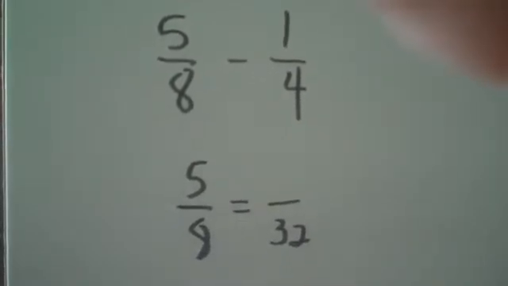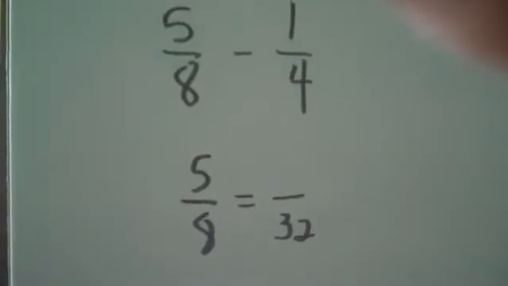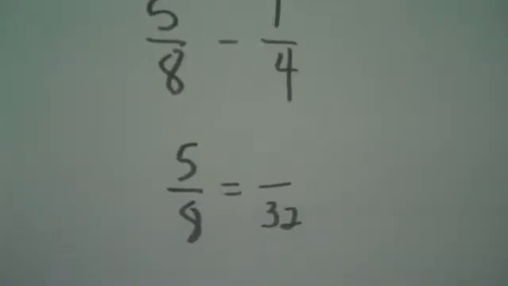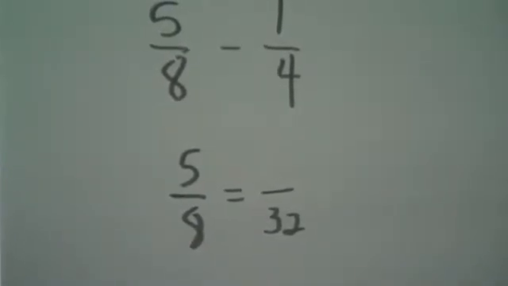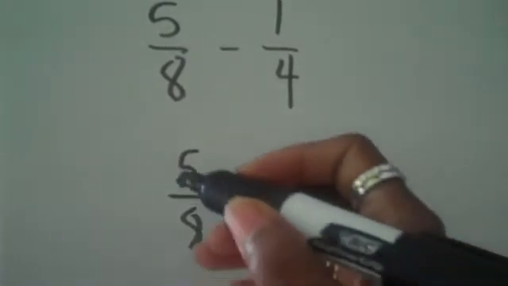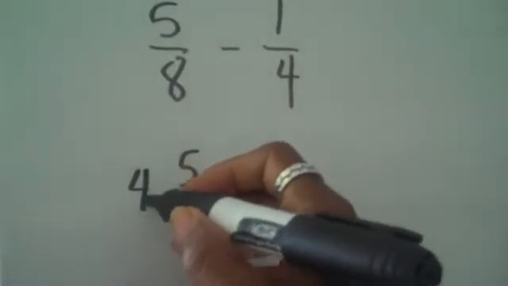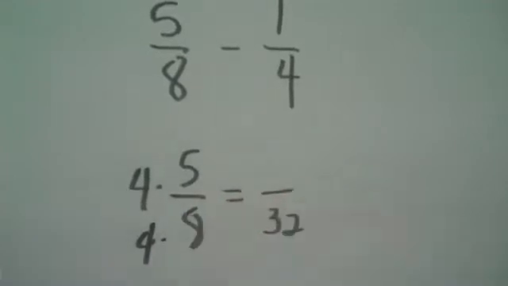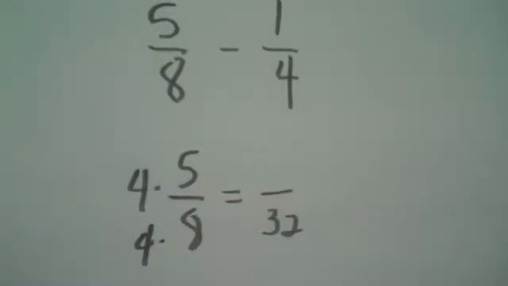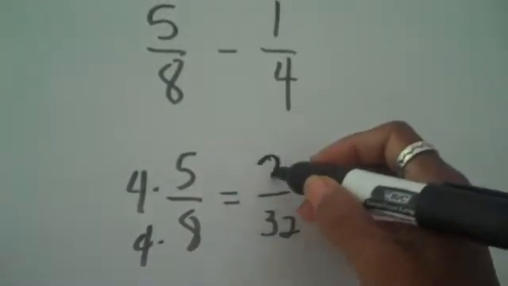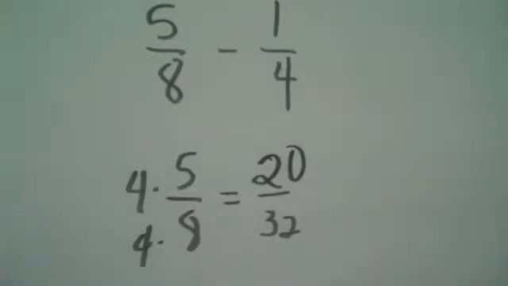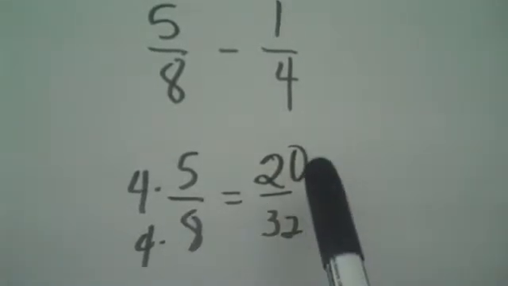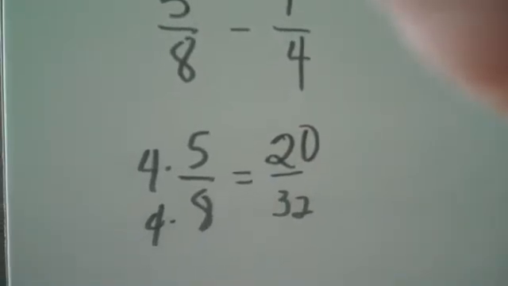To do that, we ask ourselves, what must we multiply times 8 to get 32? And the answer is 4. So we multiply 4 times 5 and 4 times 8. 4 times 5 is 20. So 5/8 is equal to 20 32nds.